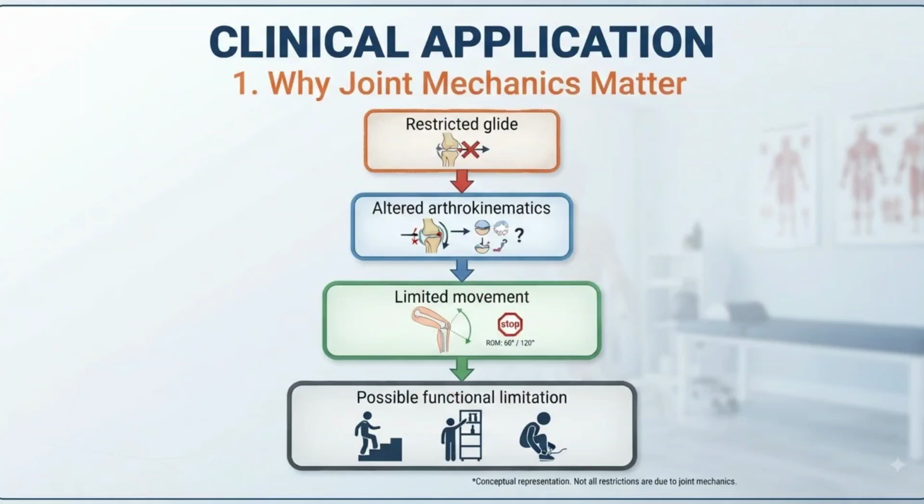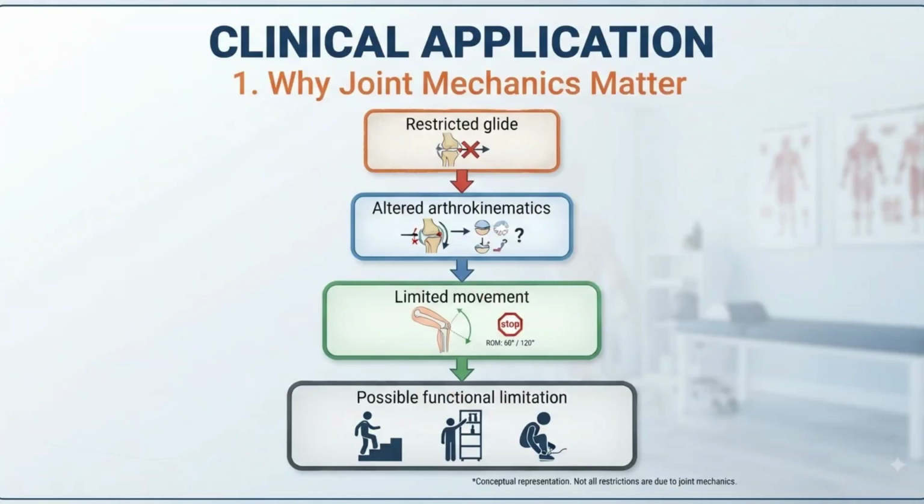Why does all of this matter in physiotherapy? Because movement restrictions can have different causes. A limitation may be influenced by pain, muscle length, capsular restriction, ligamentous restriction, joint surface mechanics, swelling, or other factors. Understanding arthrokinematics helps us analyze movement more accurately.